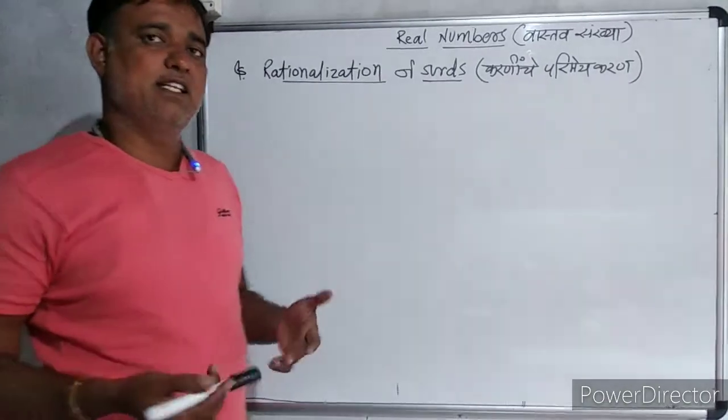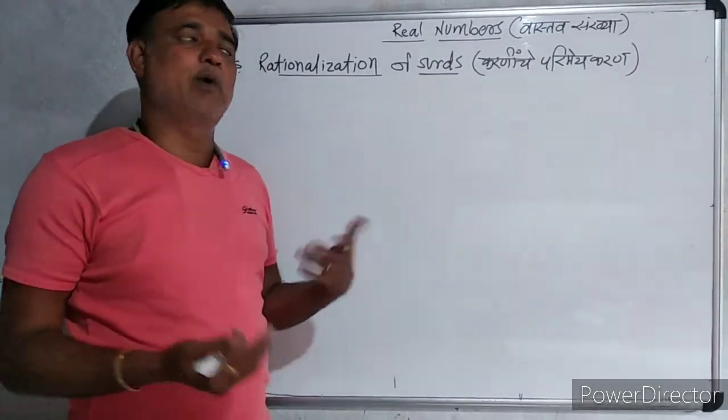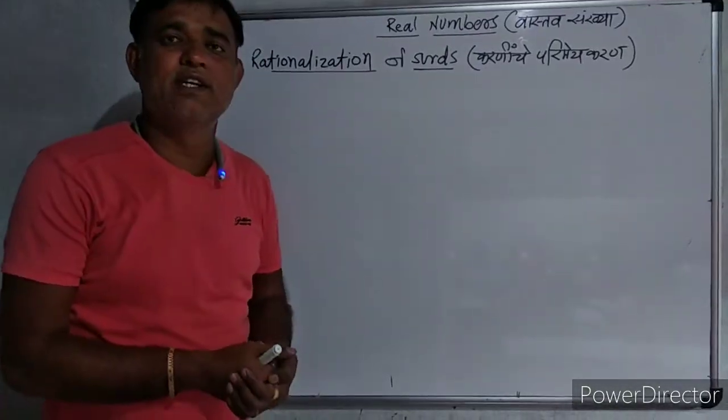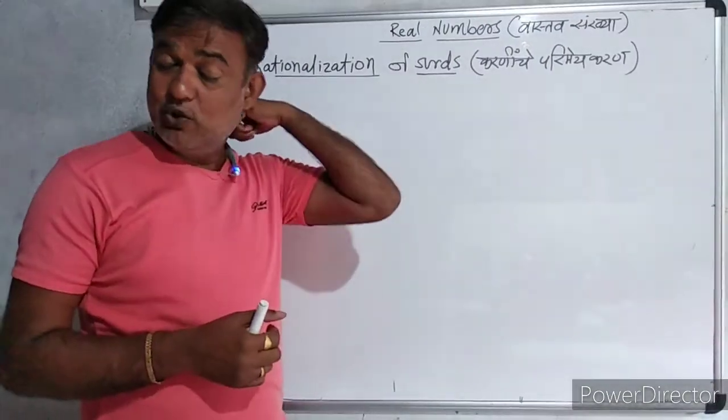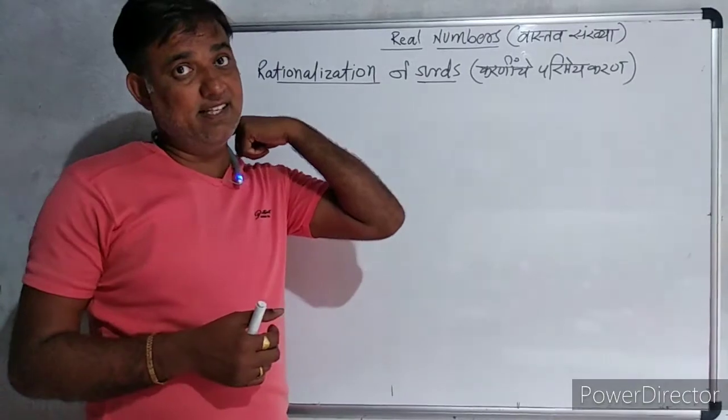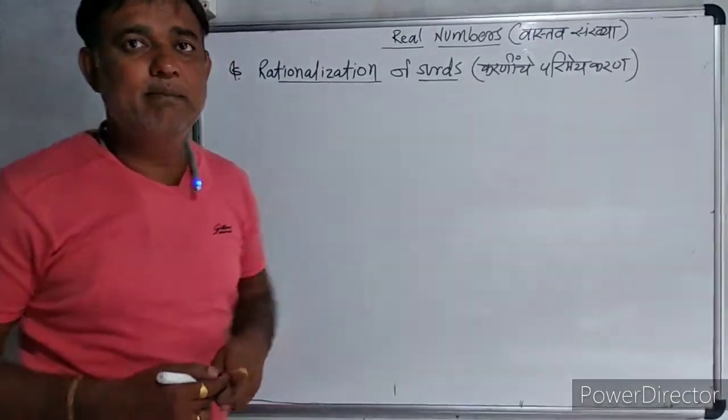Rationalization: when the product of two surds is a rational number, it is said to be rationalization of surds.